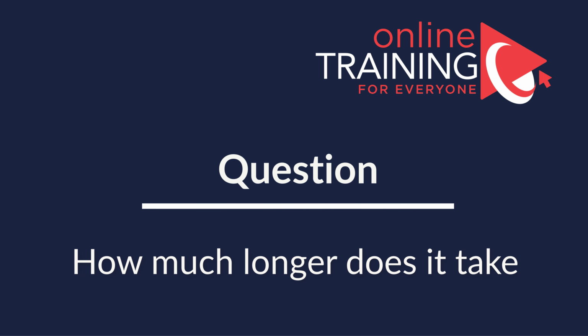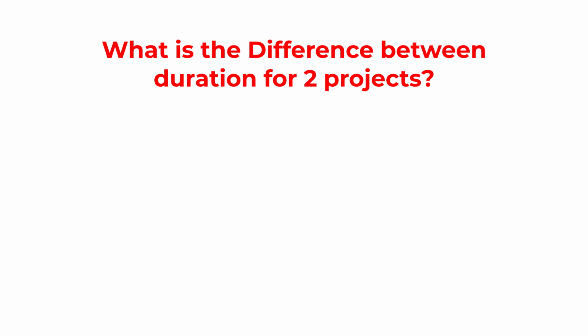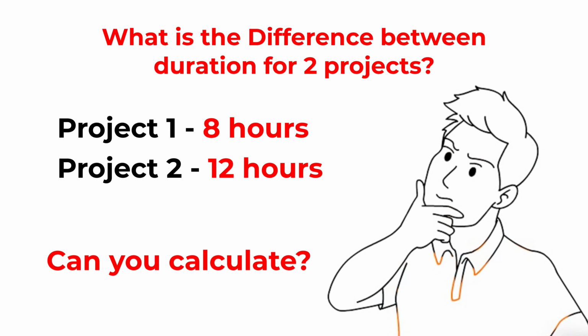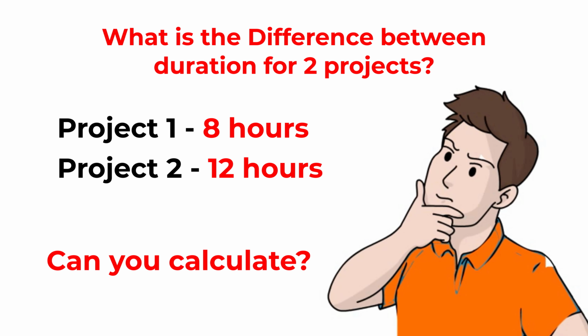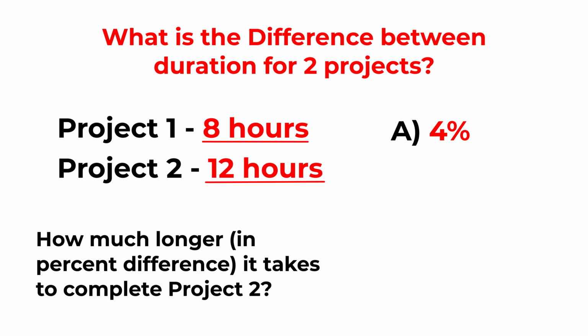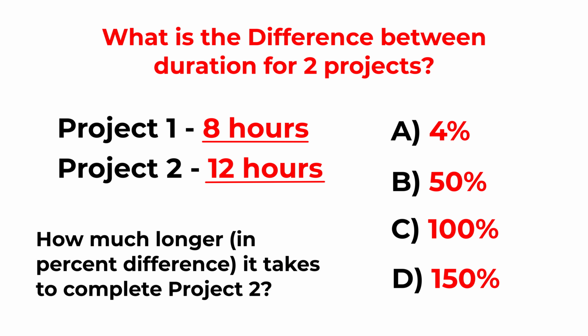Here's an interesting question which tests your understanding of percentage differences. You are presented with 2 projects, Project 1 and Project 2, and you need to calculate the difference between completion time for those 2 projects. It takes 8 hours to complete Project 1, and it takes 12 hours to complete Project 2. So, how much longer does it take to complete Project 2? You have 4 different choices. Choice A, 4%, choice B, 50%, choice C, 100%, and then choice D, 150%.